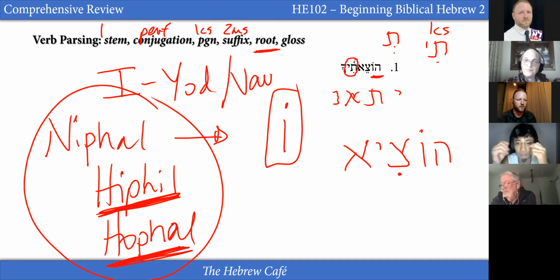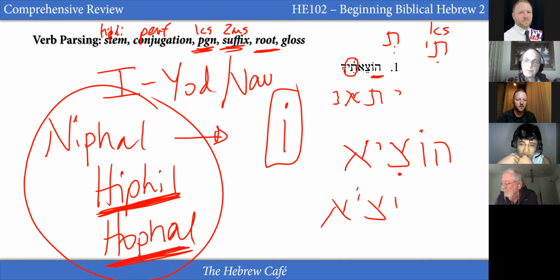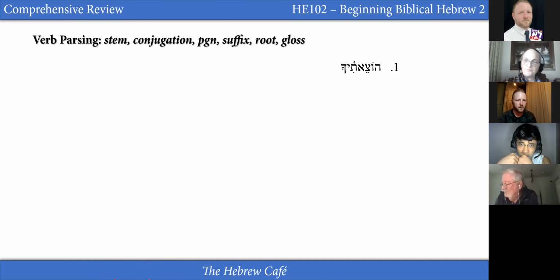Okay, so hifil perfect, first common singular with a second masculine singular suffix from the root yatsa. And the meaning is... don't know. Okay, so yatsa means he went out, he left, he went out.